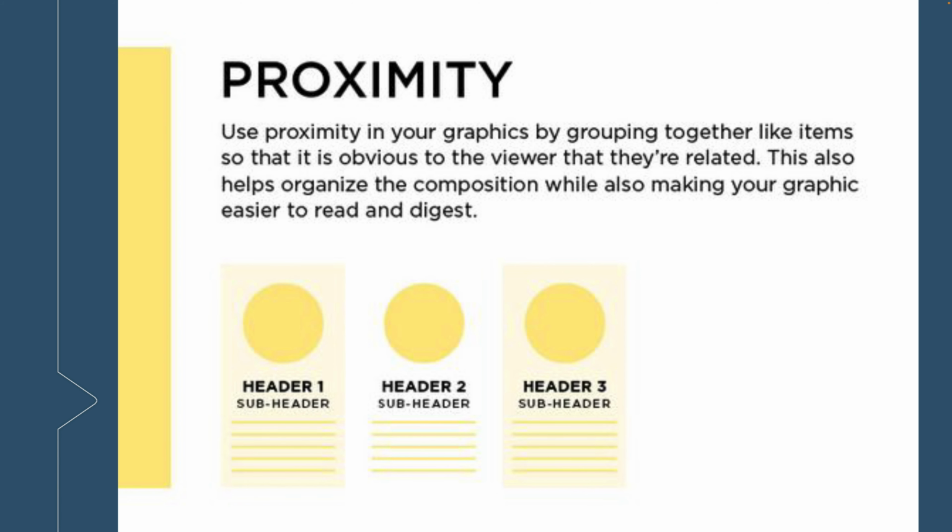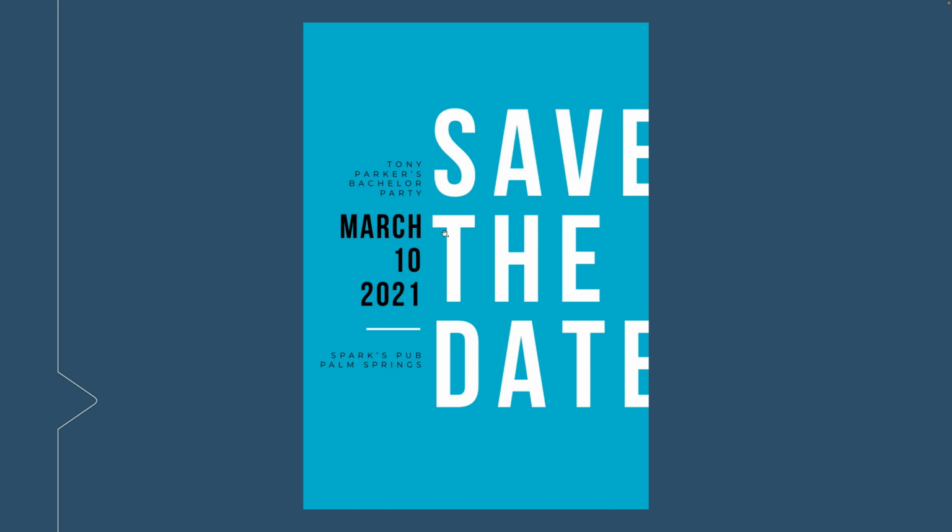Proximity, we've talked about this a little bit. Basically grouping things together, grouping like items so it's obvious to the viewer that they're related, right? So we've talked about this with objects and how they relate to each other. In this case, with text, we have sort of this group of objects. While they're different sizes, they're all the same color, they're all right justified, so it's pretty clear.